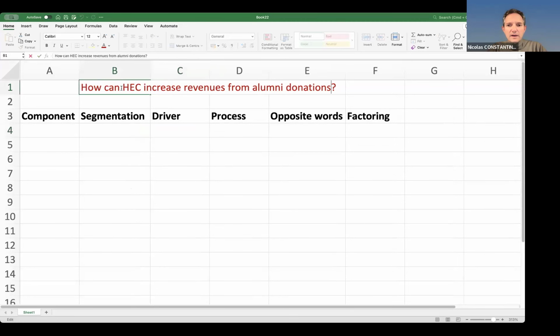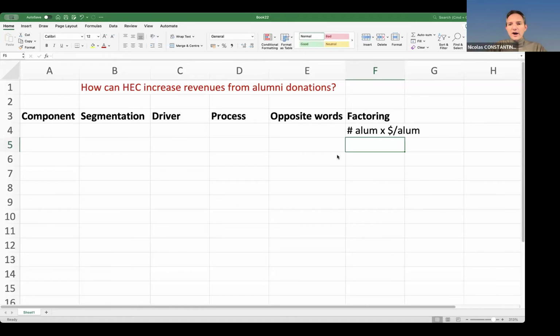Oh, by the way, I will highlight. So factoring equals, yes, exactly, good. So number of alumni, exactly like Vanessa says, times dollars per alum. And then we can continue on and on, but that would be a way that we could start. Good. What else? How else could we think about this?